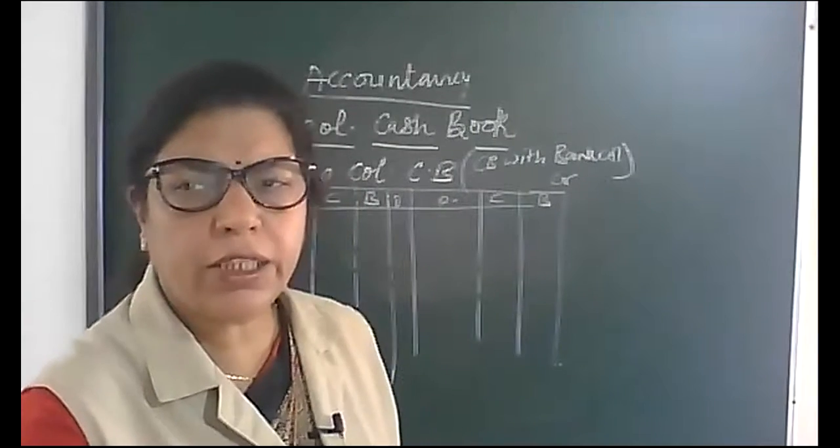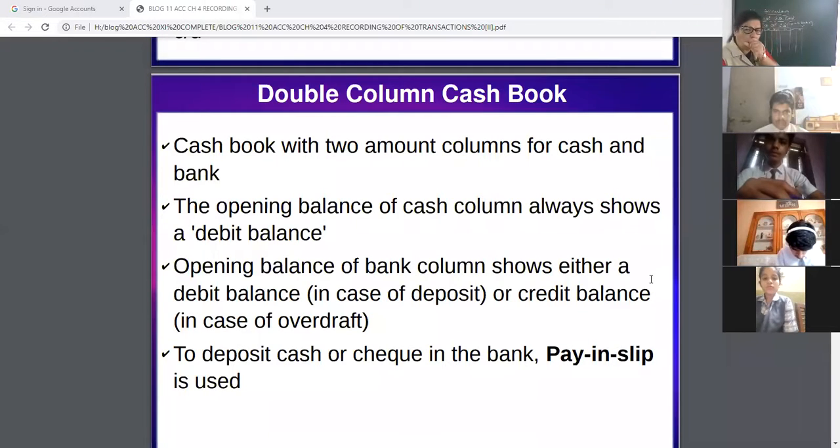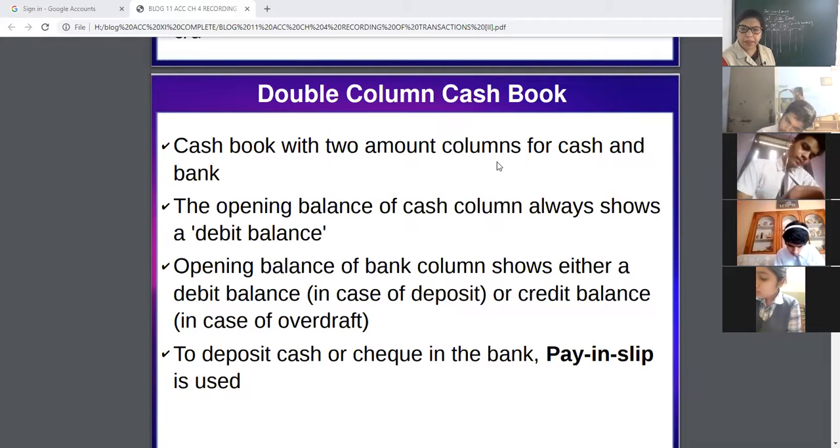So today's topic is double column cash book with two amount columns for cash and bank. The opening balance of cash column always shows a debit balance. Opening balance of bank column shows either a debit balance in case of deposit or credit balance in case of overdraft. Now what is overdraft?